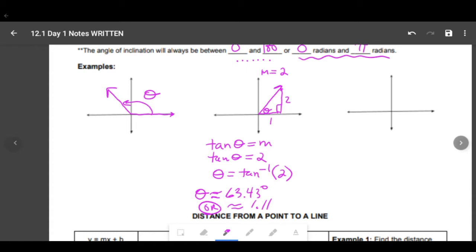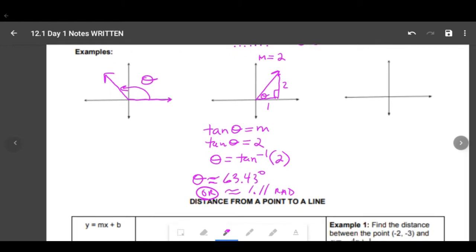Make sure your mode is put in radians, and you should get roughly 1.11 radians. So this is a good chance for you to check that you're using your calculator correctly, okay? So go back, try that, and see if you're doing it right. All right, to give you another example, a little bit trickier one.